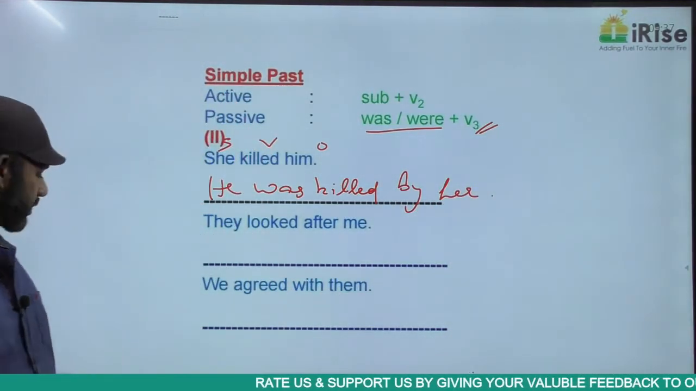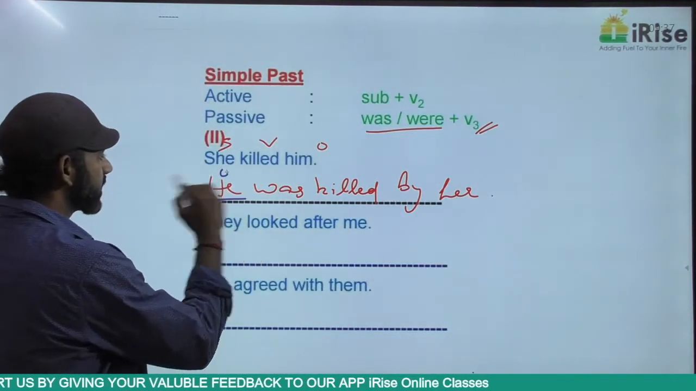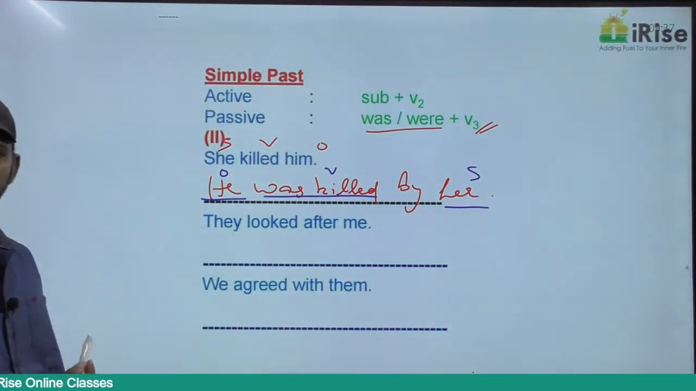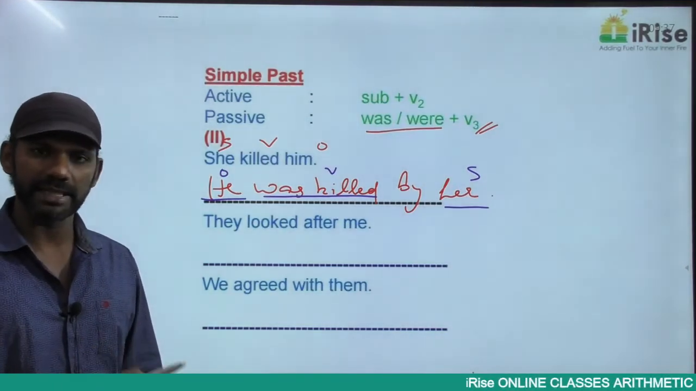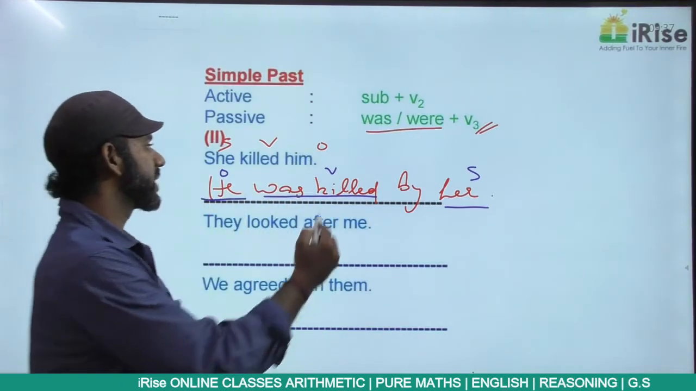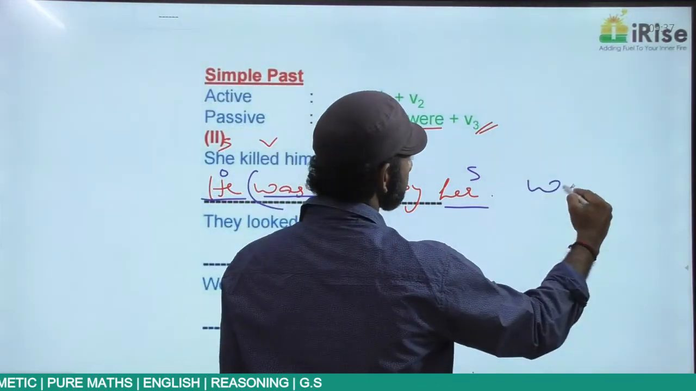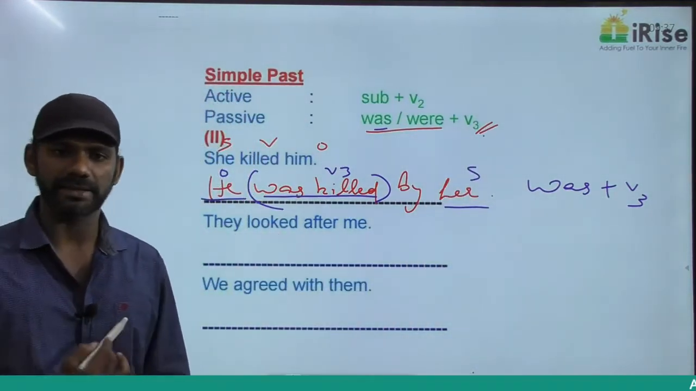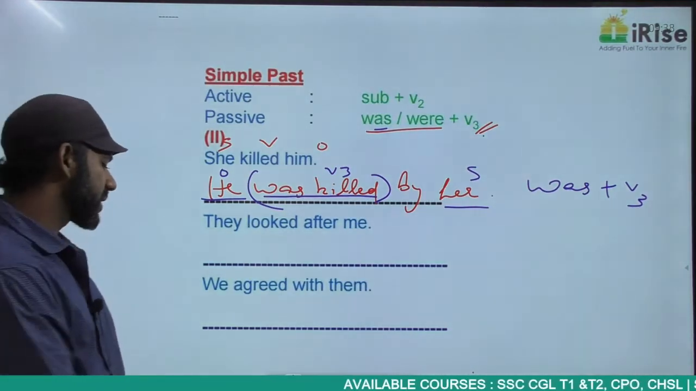He was killed by her. He, the pronoun he, is the object here. Was killed is the verb here. Her is the subject: object, verb, subject, passive voice. Killed is both V2 and V3. Kill, killed, killed. In this sentence, killed is in the V3 form because the sentence is in the passive voice. So was killed is was plus V3, and was plus V3 is simple past in the passive voice. Clear? Come to the next one.